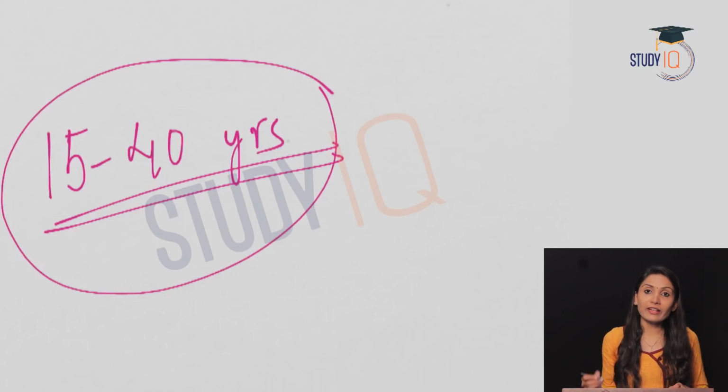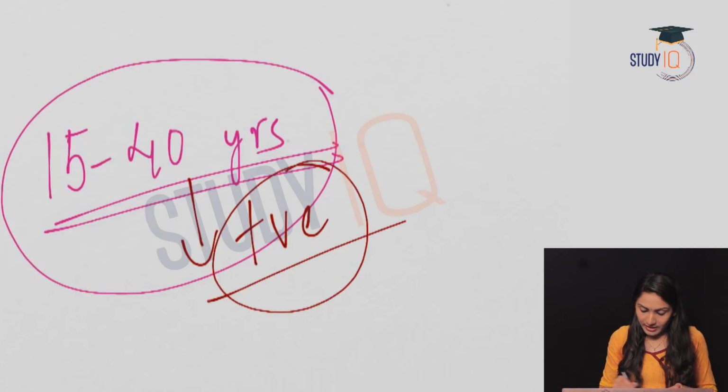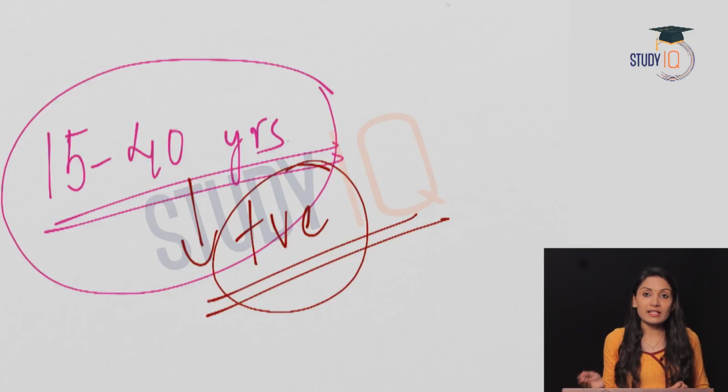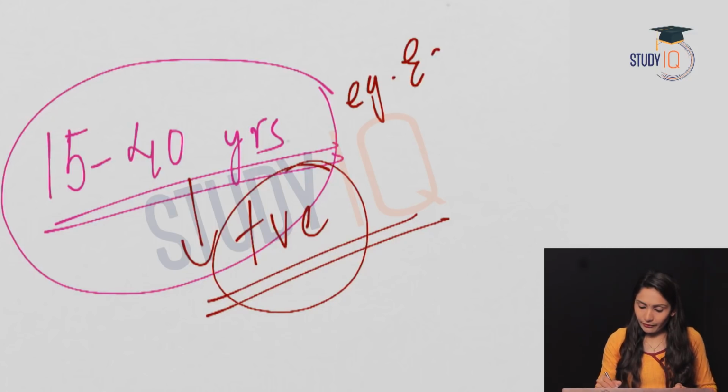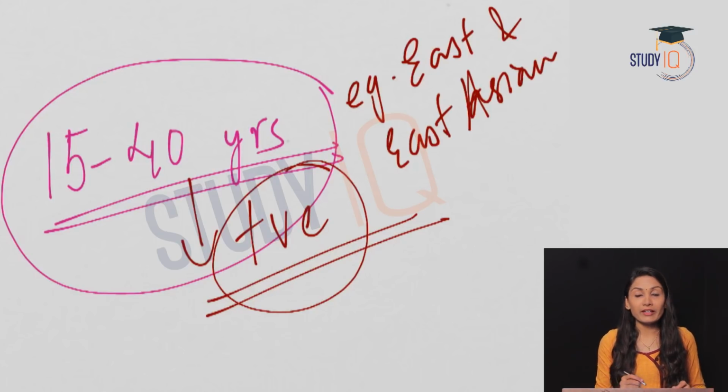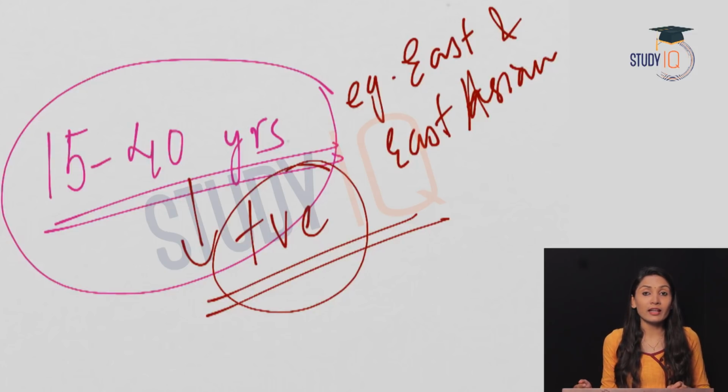The demographic dividend of a country is a blessing. It is a positive aspect for any economy. But proper utilization of this demographic dividend must be ensured by the government in order to ensure proper growth of the economy. For example, if we take the examples of East and East Asian countries, their demographic dividend has worked as a miracle for their growth.